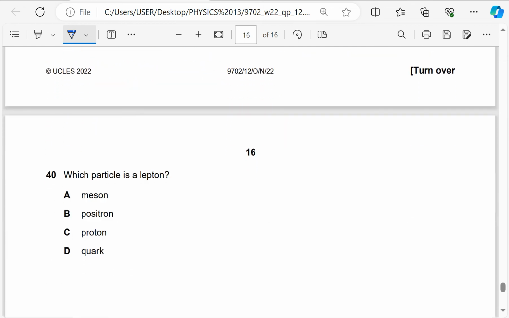And lastly, which particle is a lepton? A lepton is a particle which is not affected by the strong nuclear force. A meson is made up of quarks. A baryon as well. A positron, that is beta plus, is a lepton. A proton is made up of quarks. A quark is not a lepton. A quark is a particle which makes up the baryons. So the answer is going to be B. A positron is beta plus, which is a lepton.